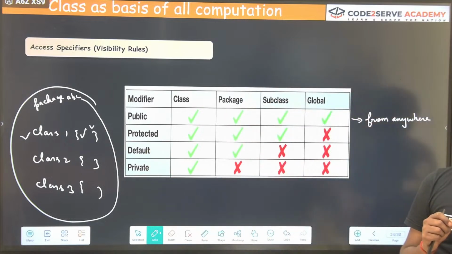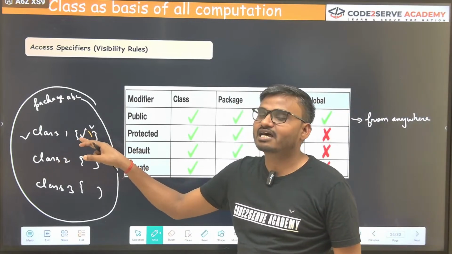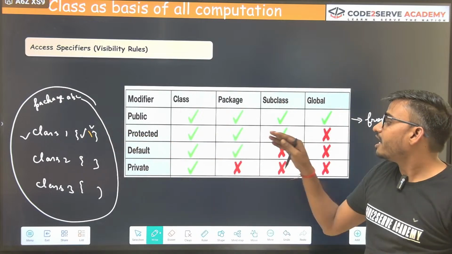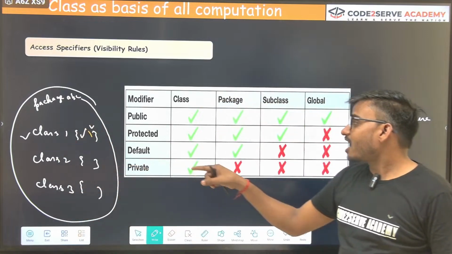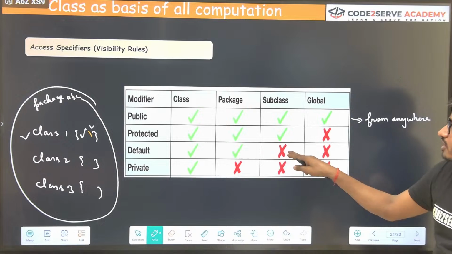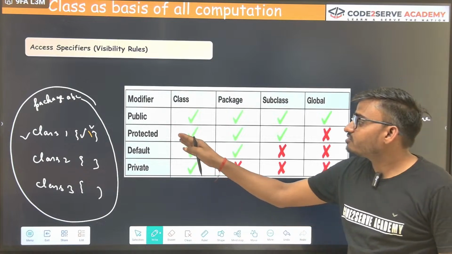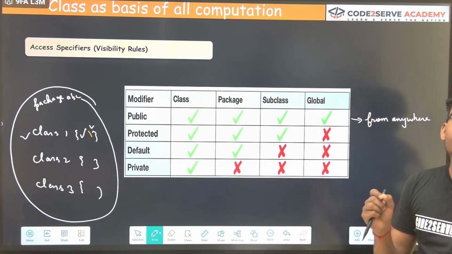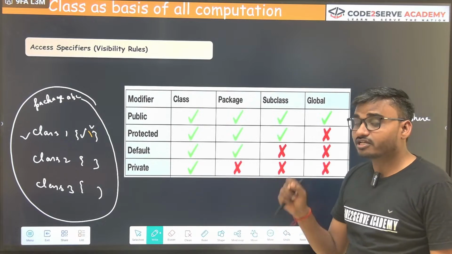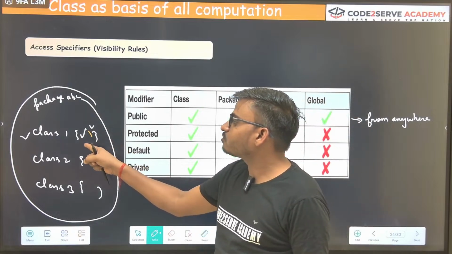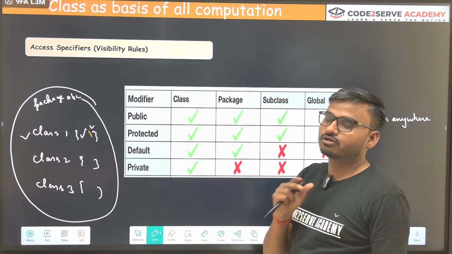Point number 3 is the default case. You have to keep in mind, you can access from the same class, that is within this class, and from the package, that means where this class is written. After that you cannot access from the subclass, and globally you cannot access. So whenever you don't declare any access specifier, Java assumes it as default, and in that case you can only access within the same class or from the different classes of the same package. Got it?